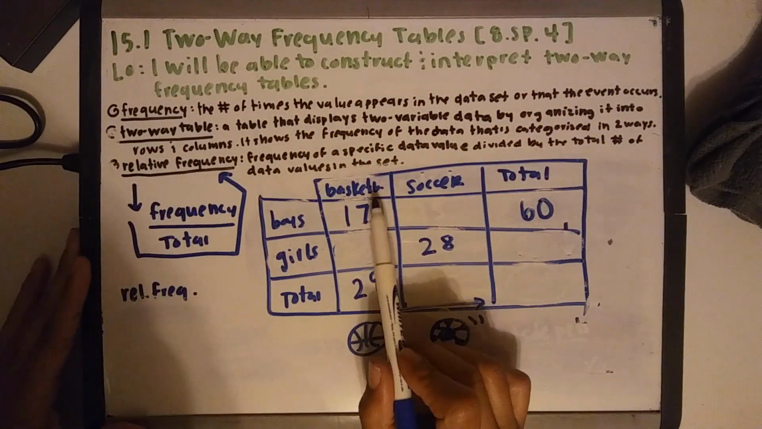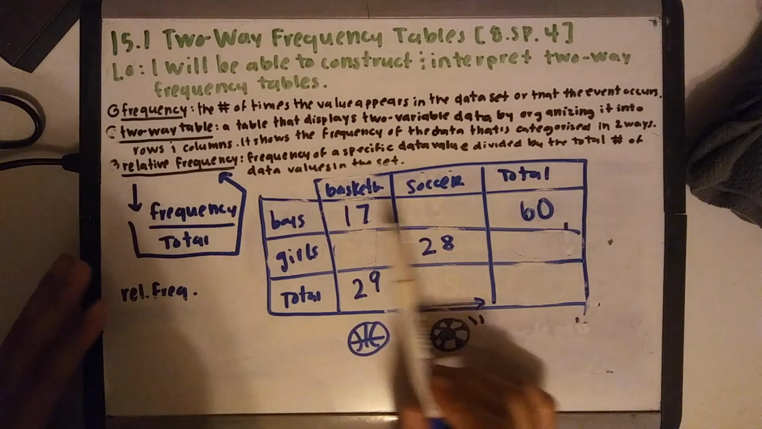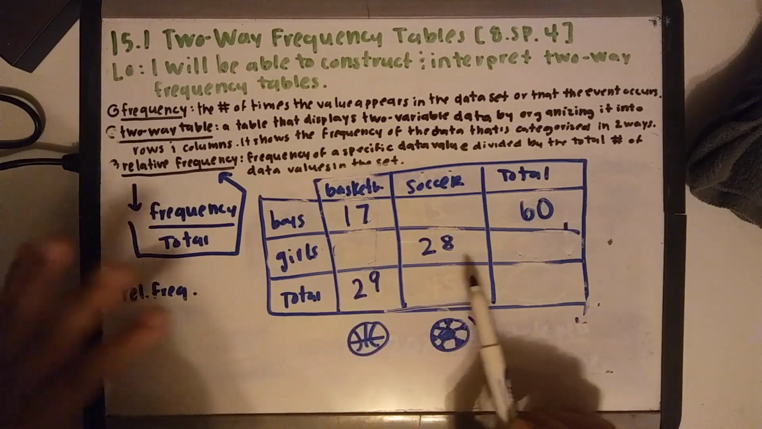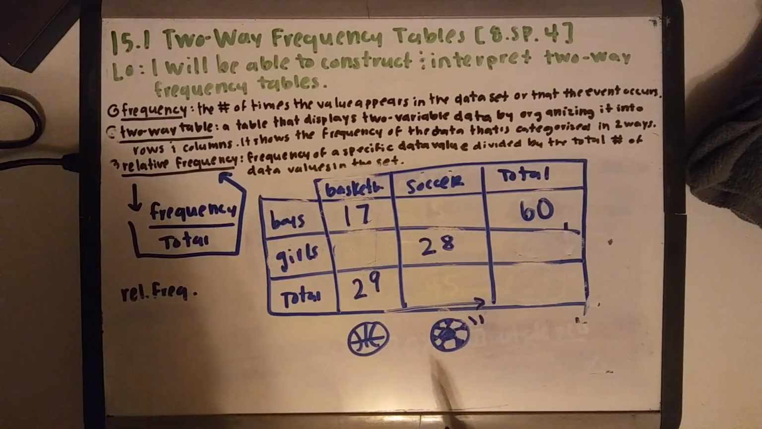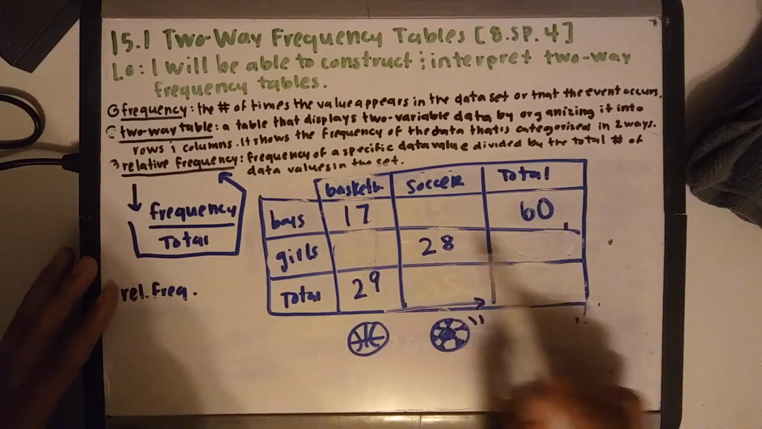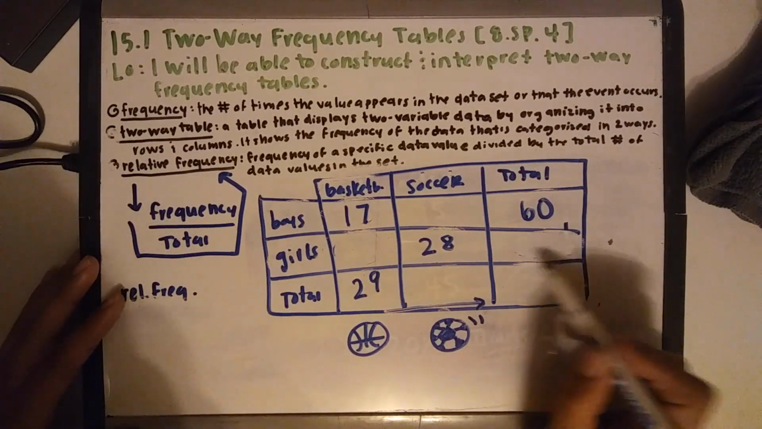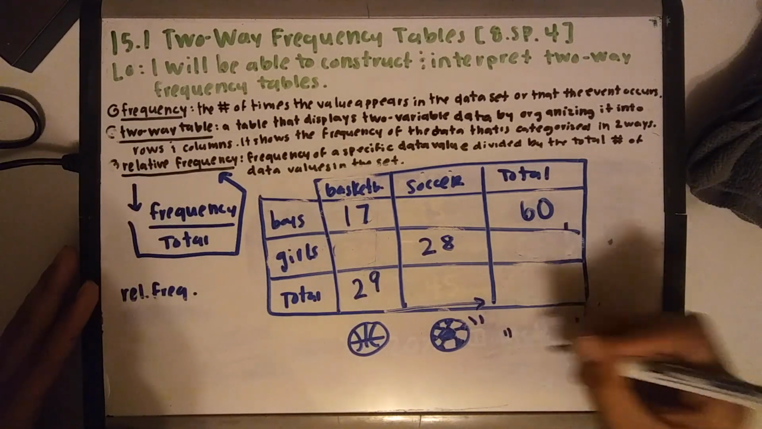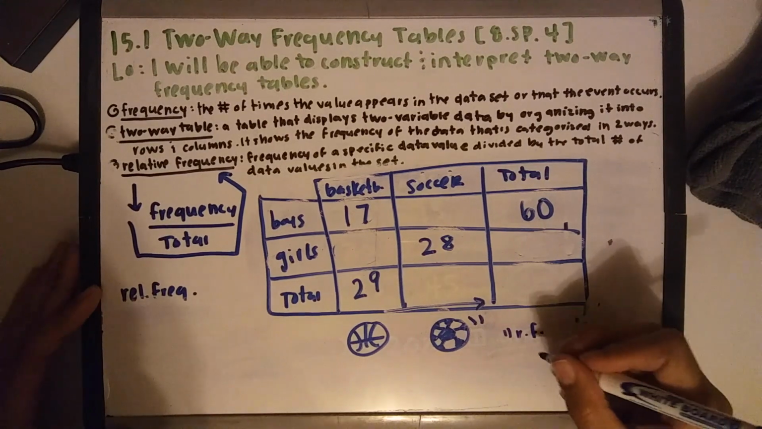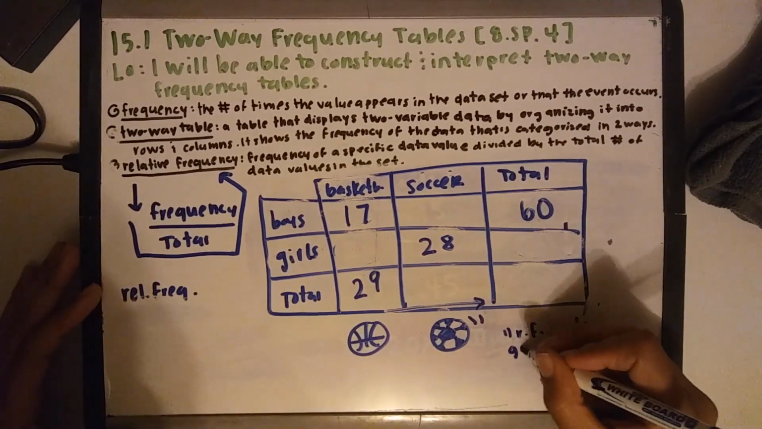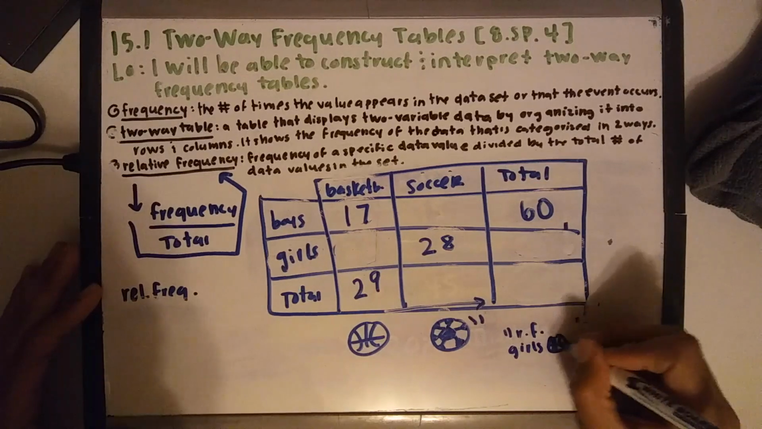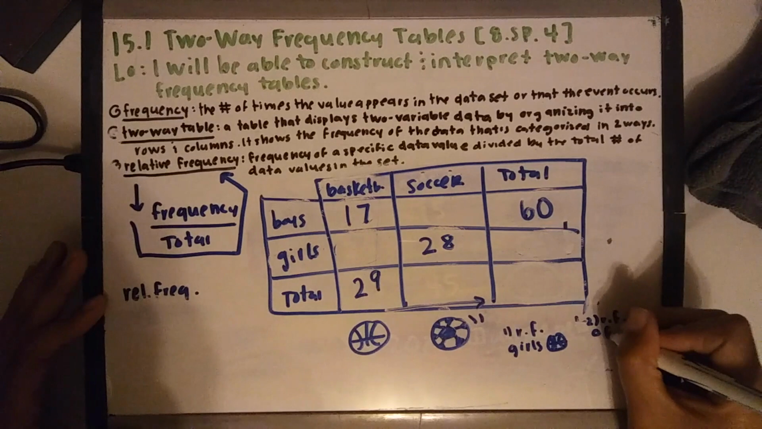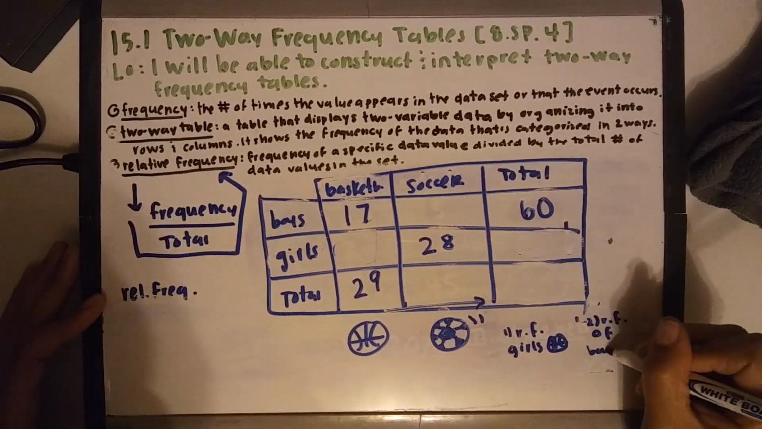Okay, go ahead and tell me how many girls play basketball, how many play soccer, how many boys play soccer, how many boys and girls play soccer in total, and then tell me how many girls there are in total, and then how many kids there are in total. Okay, and then after you fill that out, go ahead and just give me the relative frequency of girls playing basketball. And then go ahead and give me the relative frequency of boys playing soccer.